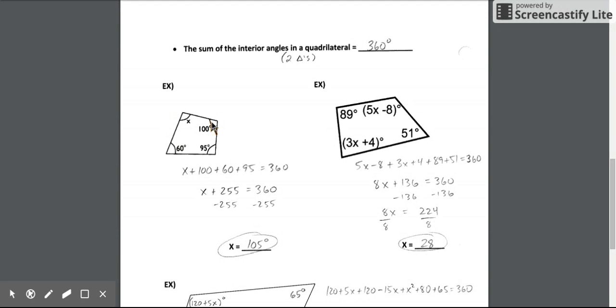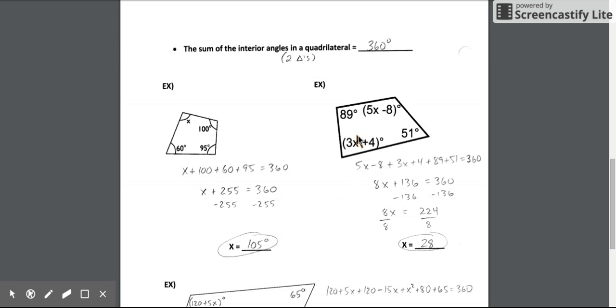So in this first example, we're missing this angle measure up here. So I'm going to add x plus 100 plus 60 plus 95. I know that adds up or equals 360. So let's solve for that missing piece to make it true. Combine your like terms first. Add up all those numbers and we get 255. To solve this equation, we're just going to subtract 255 from both sides. So x is 360 minus 255, so it must measure 105 degrees.